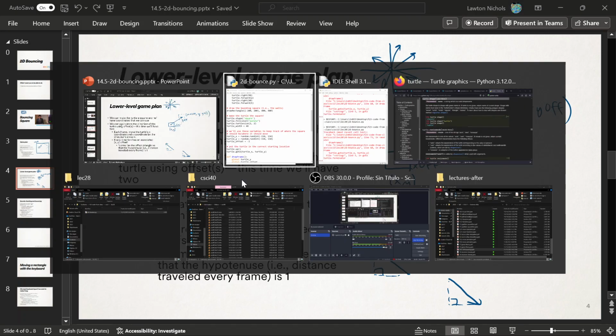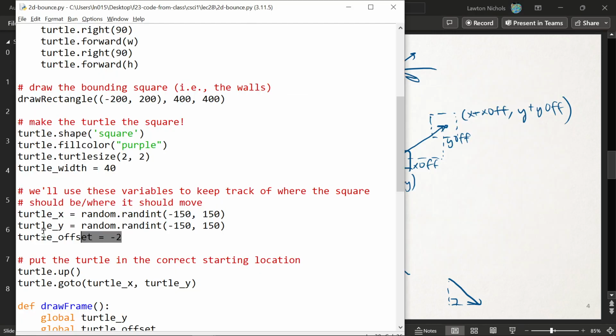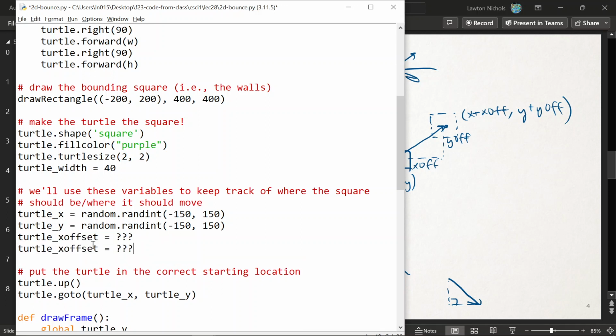Let's make that happen. So instead of turtle offset, because that was just for the y, let's have an x offset and a y offset. Okay. So this is going to be our direction for maybe x. We'll also make one for y offset. Right? X offset is something random, and then y offset is something random. Well, we'll figure this out together. So we'd like some numbers.